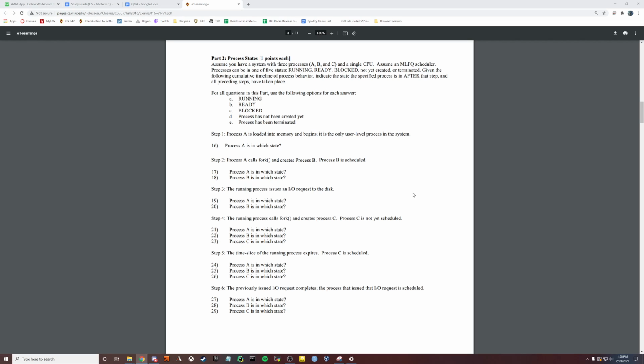I guess at a high level, does the type of scheduler matter for these questions? I think it would matter. Otherwise, if it didn't matter, they wouldn't say in the instructions at the top, assume an MLFQ scheduler.